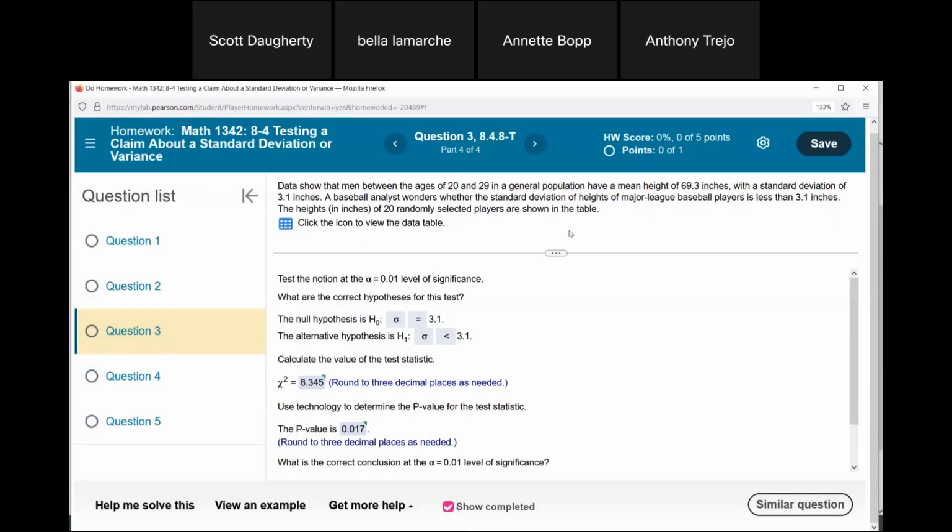This one's close to doing that. I don't think, let's see, let me read through this one.